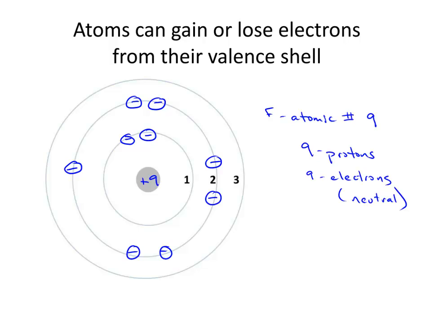It turns out that most of the interesting chemistry arises from the electrons at the outermost occupied level. We refer to this as the valence level or the valence shell. So for example, we could say here the valence is level 2, and level 2 has 2, 4, 6, 7 electrons around it. Now there's a couple different ways we could show this.